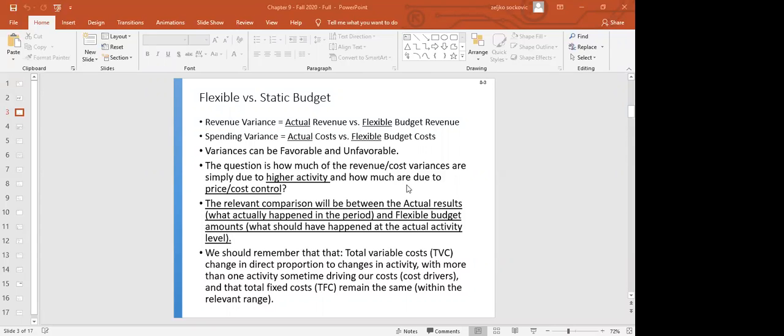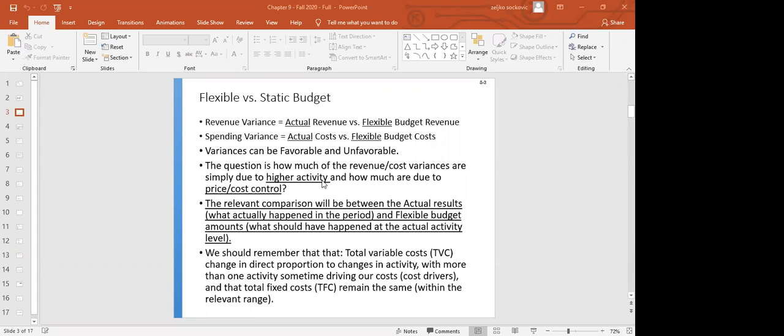And the same thing with revenue. Is it good that your revenue is higher than anticipated, or than it should have been when you include your actual activity? Well, that's a good thing. So that would be favorable. And of course, unfavorable would be what is not good for you.